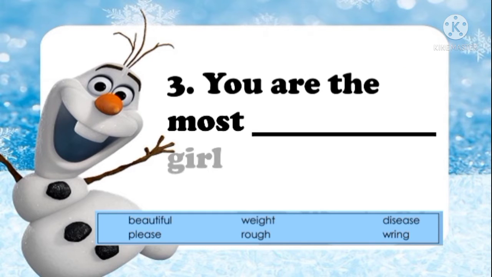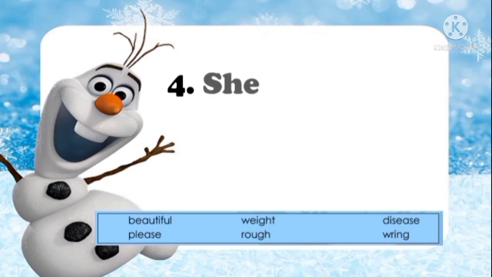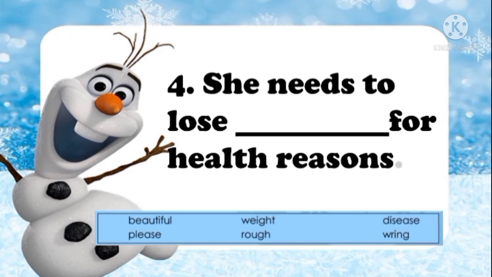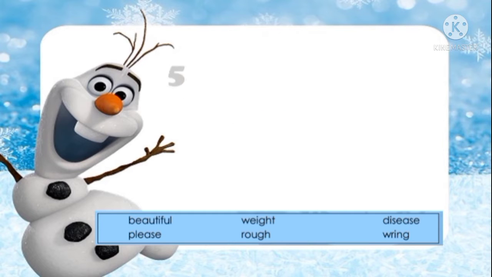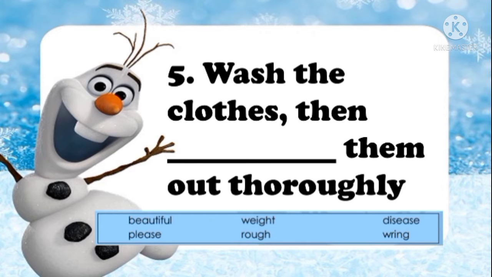Number 3. You are the most blank girl I have ever seen. What is the correct answer? Beautiful. Very good. Number 4. She needs to lose blank for health reasons. What is the correct answer? Good job. Weight. And for number 5, wash the clothes, then blank them out thoroughly. What is the correct answer? Very good. Ring.